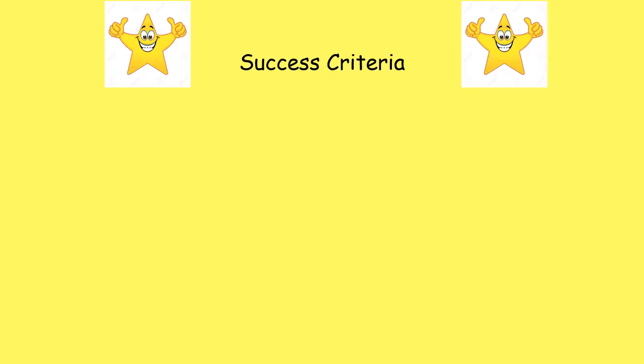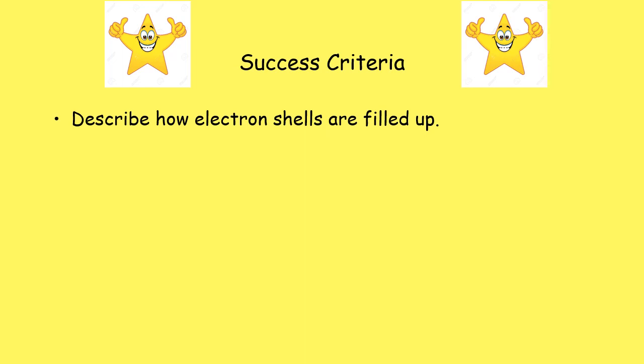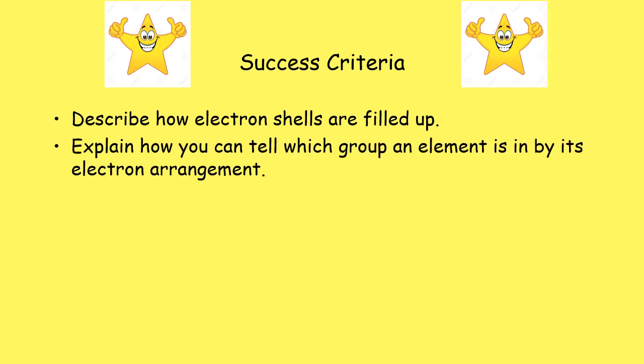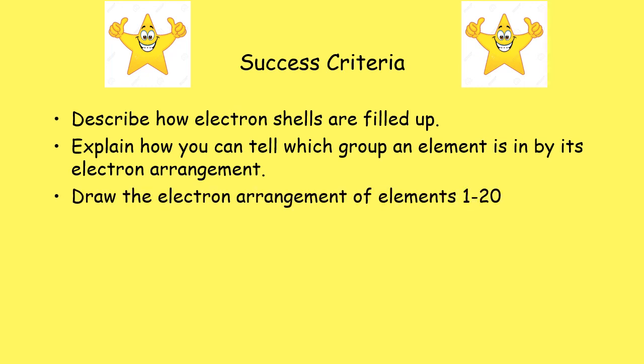So you should probably now be able to describe how electron shells are filled up, be able to tell which group an element is in by its electron arrangement. Remember, the number of electrons in the outer shell is the group that it's in. And you should be able to draw the electron arrangement of the first 20 elements.